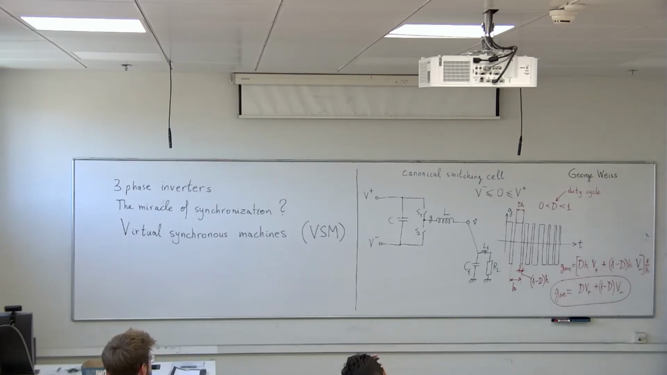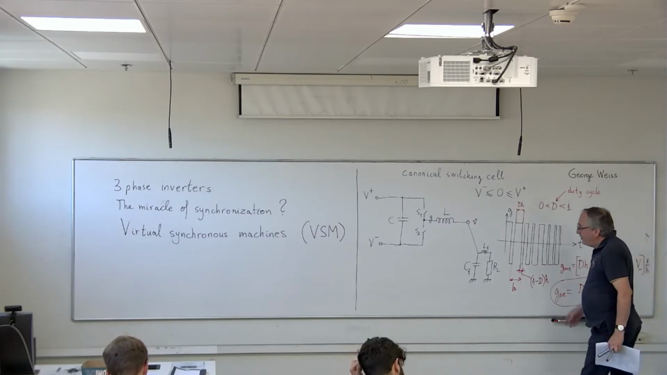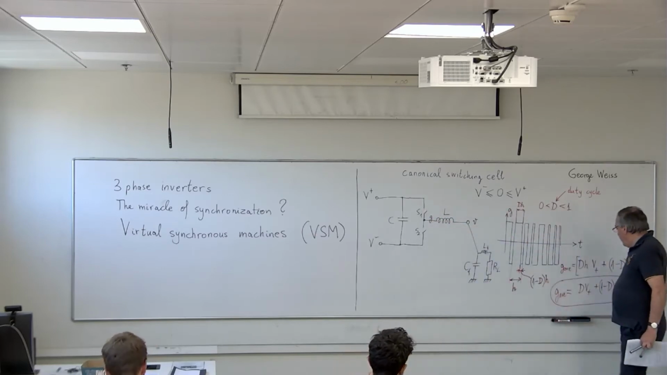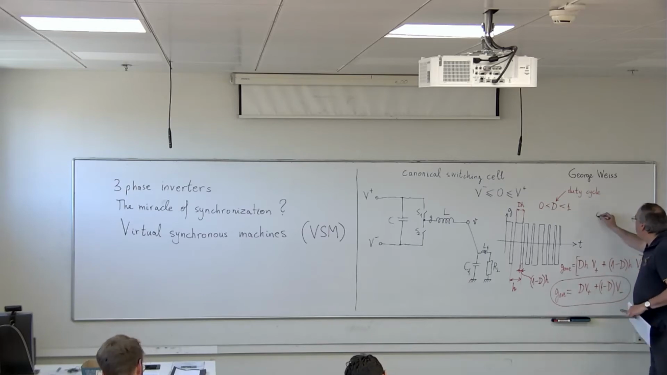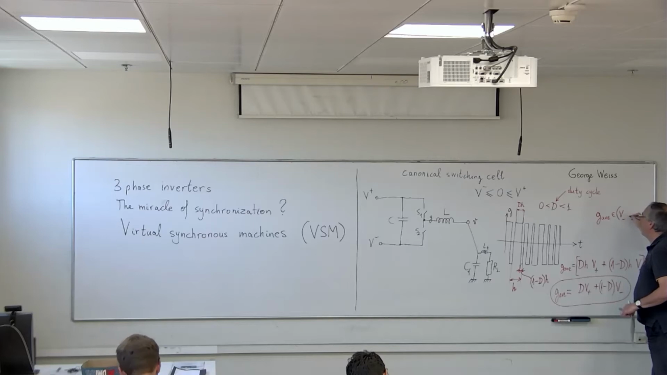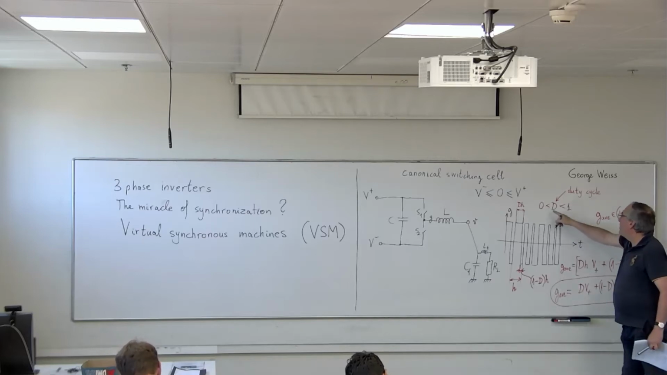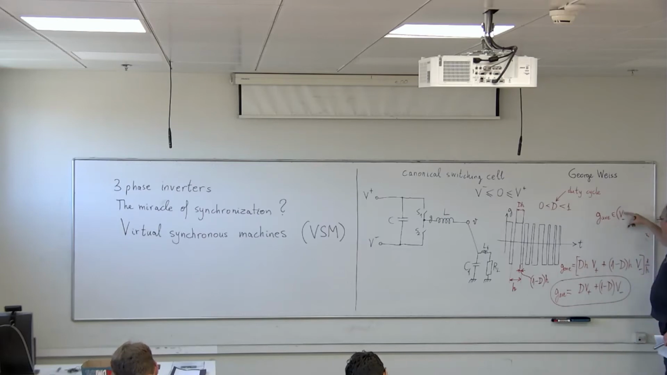Now, the controller, which controls this canonical switching cell, controls the switches, of course, and it chooses this capital D. So by choosing this capital D, we can vary the average voltage of G over one switching period. We can vary it between V minus and V plus. So G average is in the open interval between V minus and V plus, because I took strict inequality.